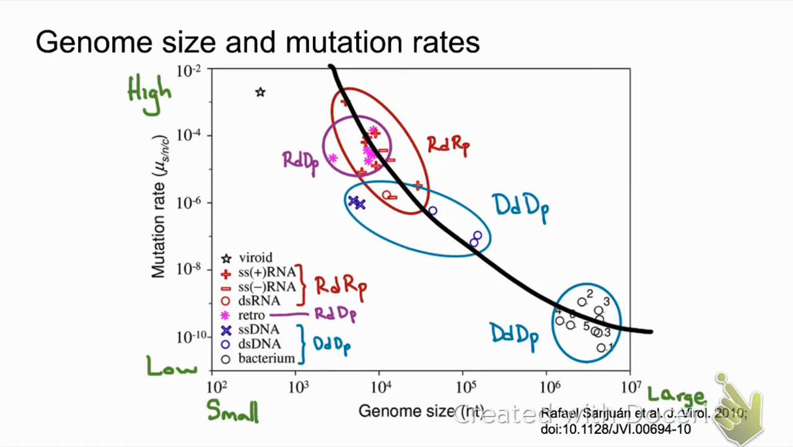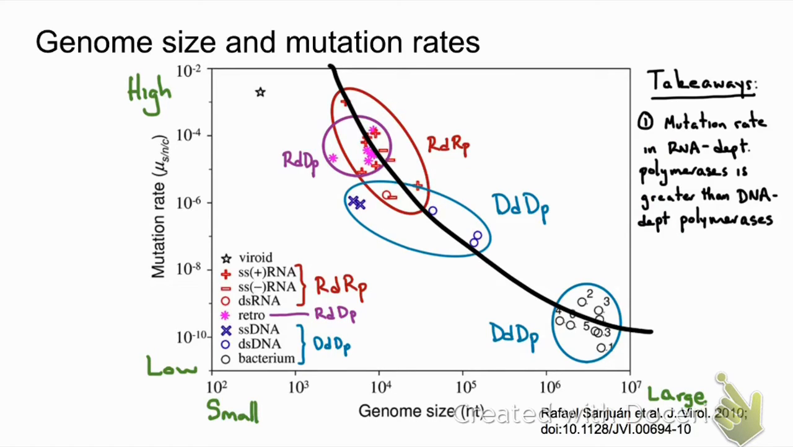And so there's a lot of information in this figure. First, it tells us that RNA-dependent polymerases, particularly RNA-dependent RNA polymerases and reverse transcriptase, have really high mutation rates. The mutation rates of these polymerases are somewhere on the order of 1 mutation for every 10,000 nucleotides. For DNA polymerases, the mutation rate is lower, somewhere on the order of 1 in 10 to the 6th for viruses to 1 in 10 to the 10th or 1 in 10 to the 9th for bacteria.